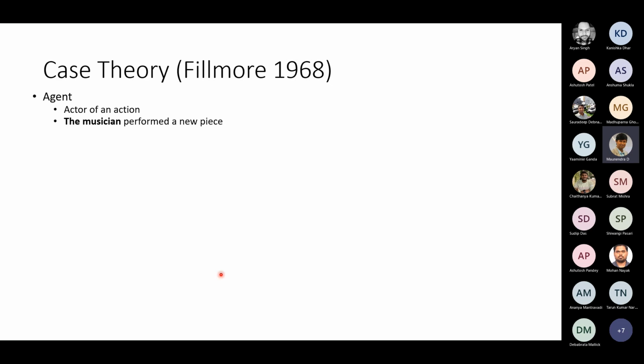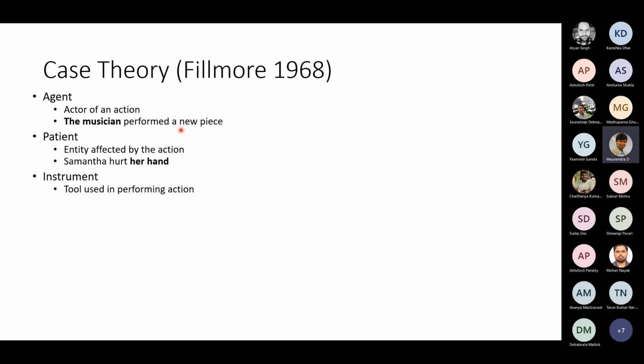Again, it connects with the previous slide, whatever we said, but some more examples are there. So agent is the actor or the performer of an action. So, musician performed a new piece. Then the patient is the entity which is affected by the action. So it's like, Samantha hurt her hand. Her hand is the patient here. Not only hand, but her hand will be the patient. And then there could be some instrument by which the action is being performed, like broke the window with a hammer. So the hammer is the instrument.